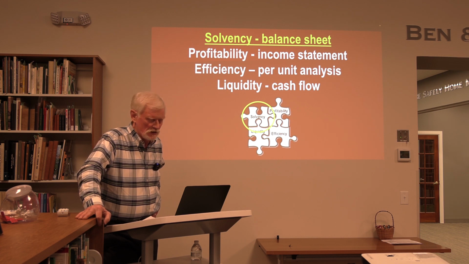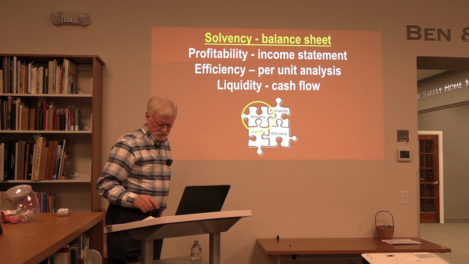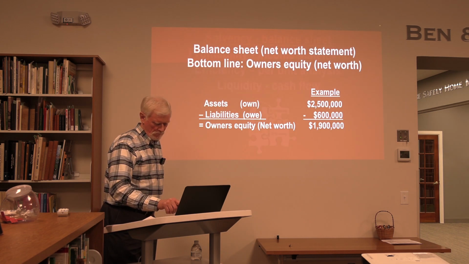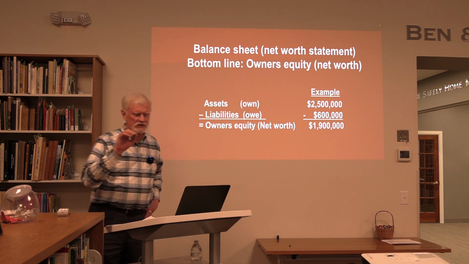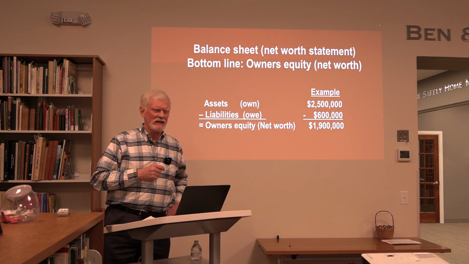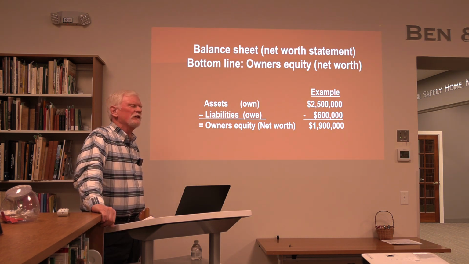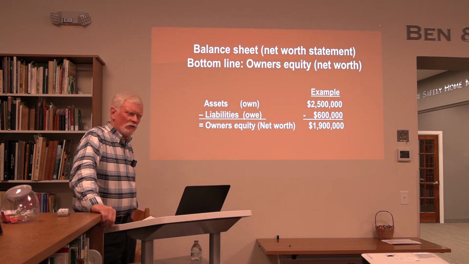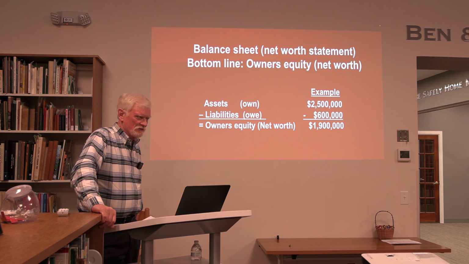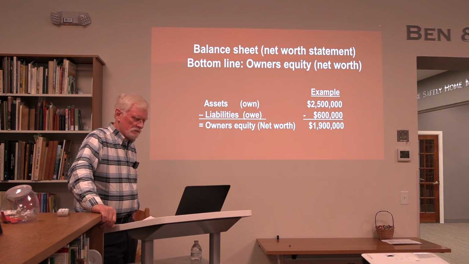First thing we're going to look at is the solvency of your business, and we look at that through the balance sheet. All right, balance sheet. Sometimes we call it a net worth statement. Sometimes people call it the financial statement of the business. Show me your financial statement of the business. Well, I consider all of these documents financial statements. So I never like that term. I like net worth statement or balance sheet.